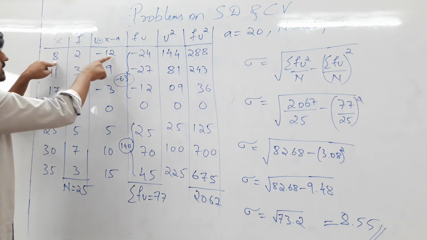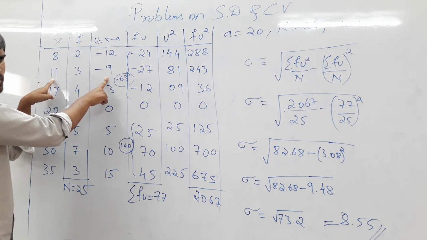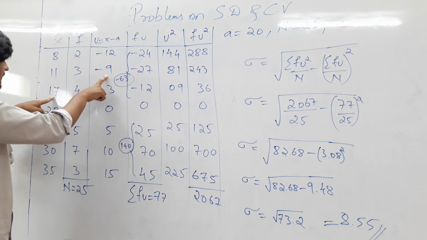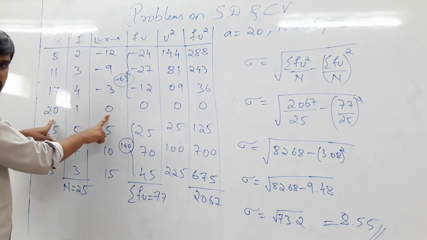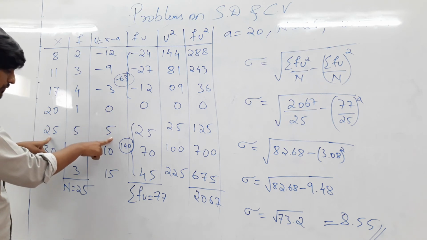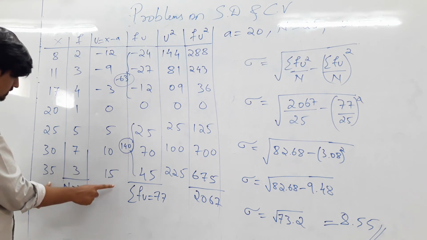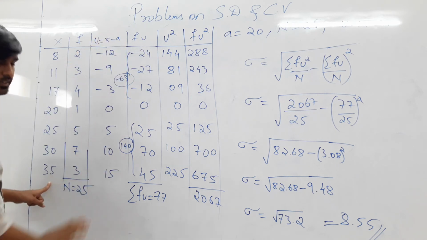8 minus 20 is minus 12. 11 minus 20 is minus 9. 17 minus 20 is minus 3. 20 minus 20 is 0. 25 minus 20 is 5. 30 minus 20 is 10. And 35 minus 20 is 15. This column is ready.